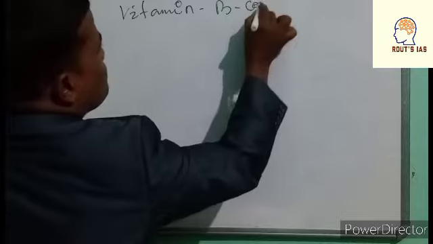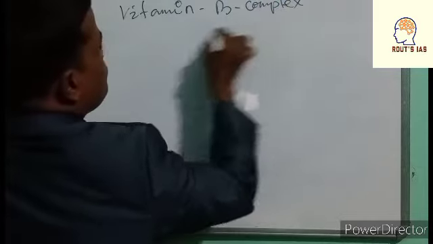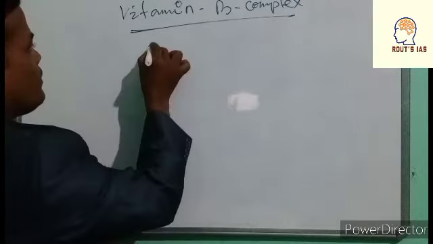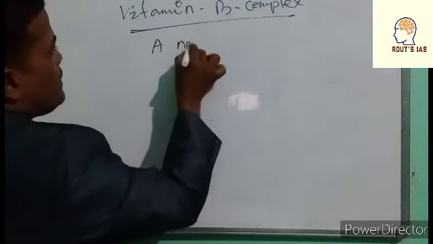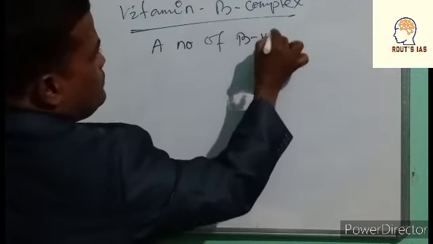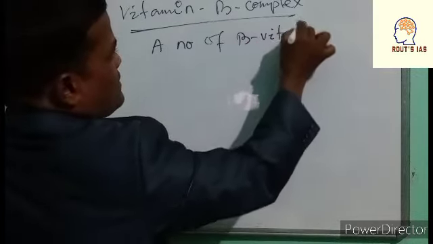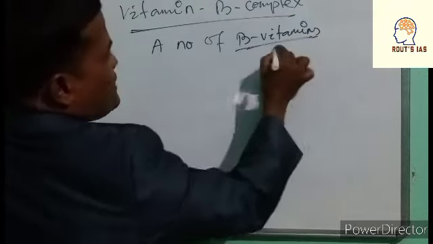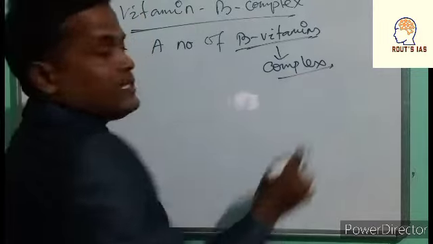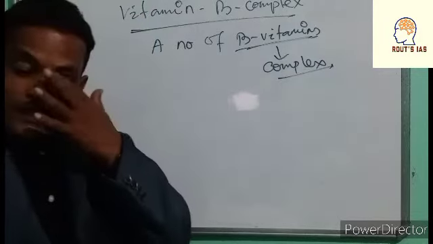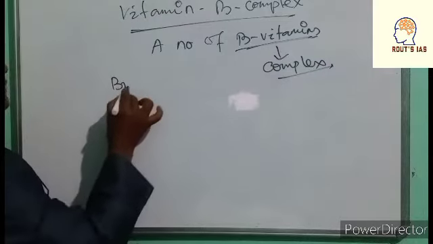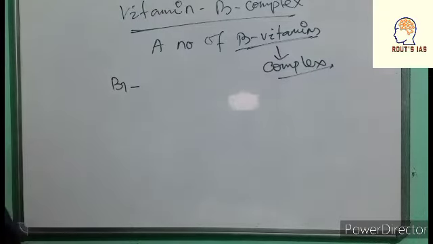B complex. That means a number of B vitamins makes the vitamin B complex. Is it right? A number of vitamins are there. First we can say vitamin B1. The chemical name of B1 is called thiamine.